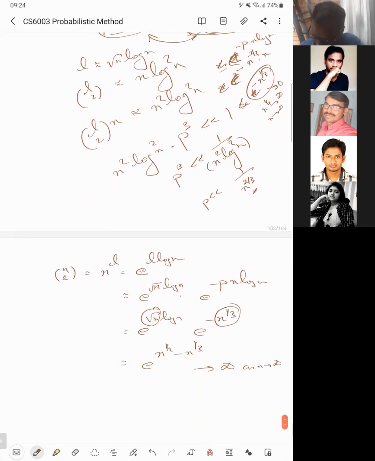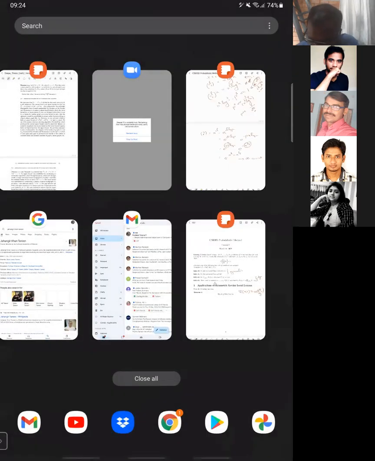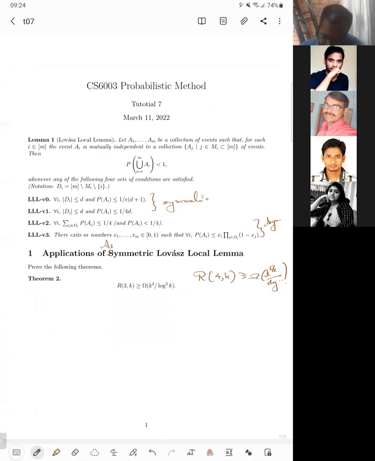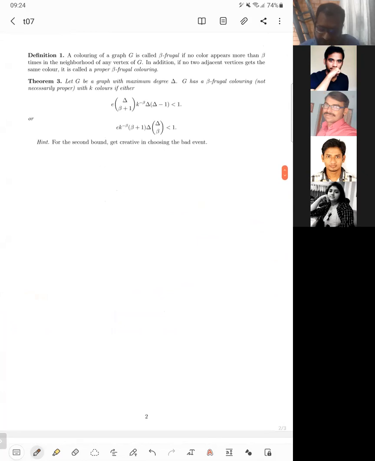So please go through this Ramsey lower bound thing very carefully. It's a good exercise for understanding the Lovász local lemma. Okay, so this we assume is done. Yeah, the second question, I'll wait for answers from you.